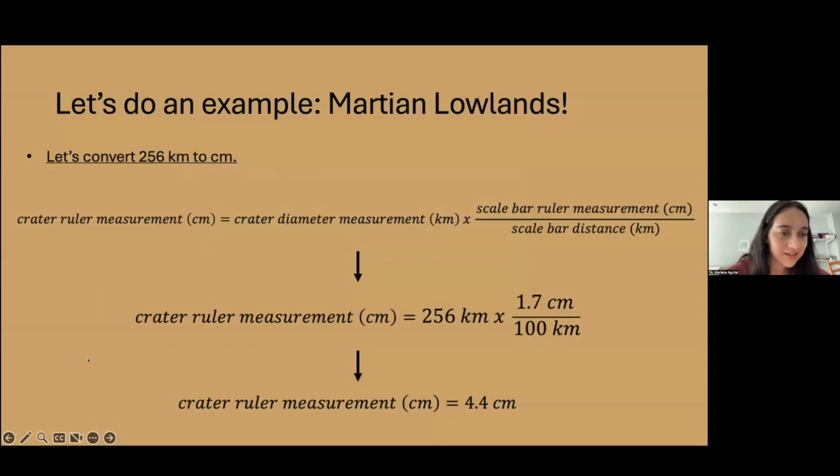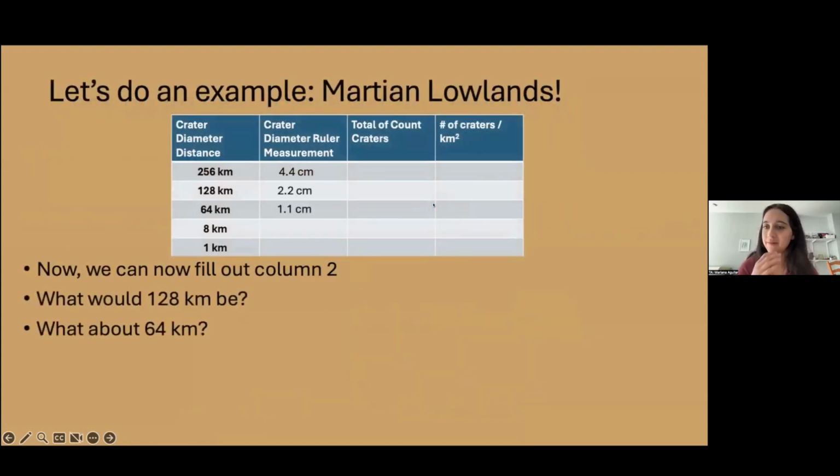Okay, so we have someone that says 128 kilometers is 2.2 centimeters. And yes, that one is correct. Does anyone know about 64? I think it's 1.1. Or like 1.08. Yeah, we can round that to 1.1. So that's great. Did anyone get anything different or is confused about how we got that? Okay, so those are the correct answers. So we can fill out the rest of that column. I will let you guys finish it on your own time in the breakout rooms, but it seems like you guys are on the right track.